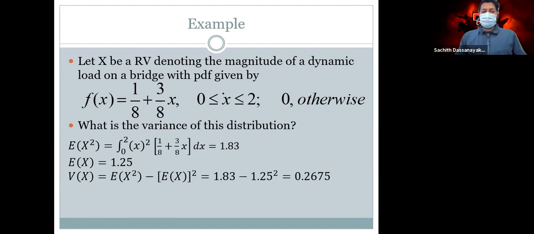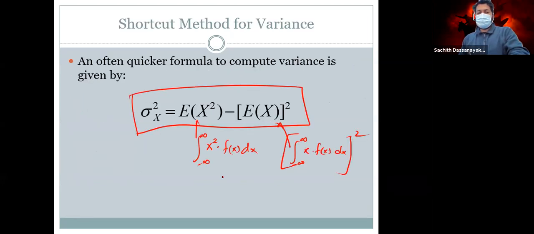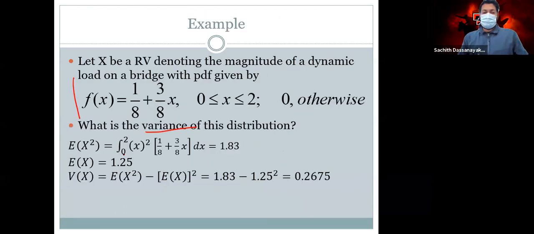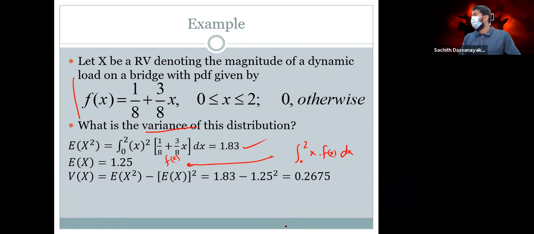Same example. We need to find the variance. So as I mentioned, you can calculate E of x squared and E of x. This x squared, as I mentioned here, is in the range of x squared times the function of x times dx. You have this, and simply you can calculate x times fx dx from 0 to 2, and you can get this value. Then plug those values in and find the variance. That's the end of chapter 4.